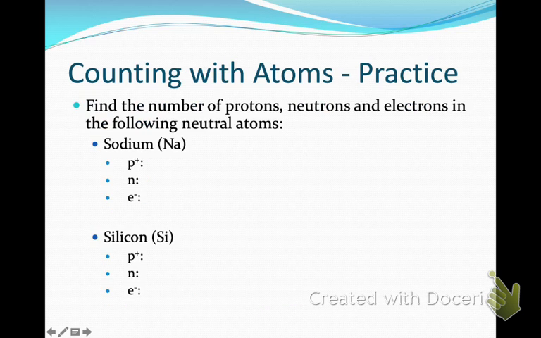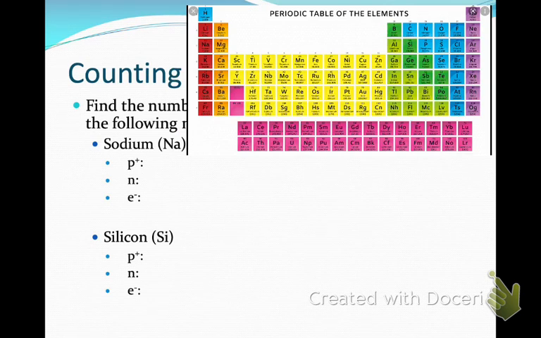Let's try a couple more here. Find the number of protons, neutrons, and electrons in the following neutral atoms. All right, I grabbed a different periodic table here so we could see the atomic mass on all of these, since we will need that. But we know that it says our atoms are neutral.